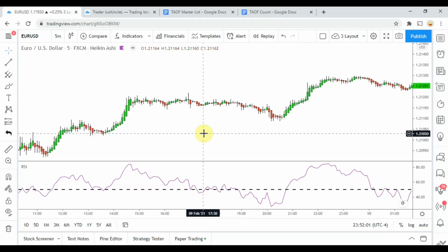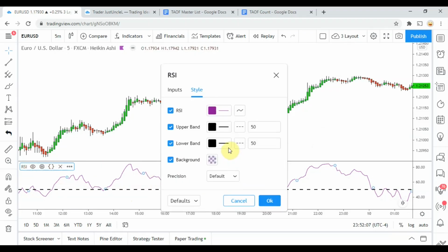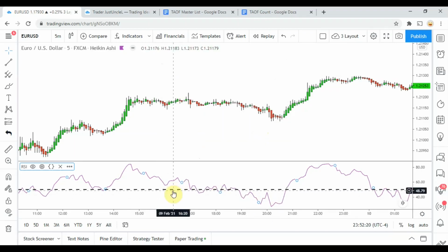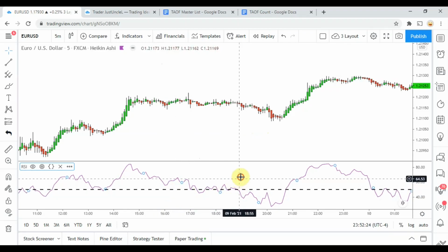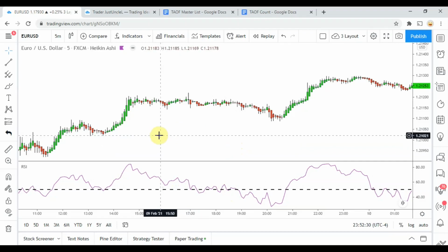And then what we have is the standard RSI down here at the bottom, but we have changed it to a zero line cross, I guess you could call it, even though it's set at 50. We have taken the upper band and the lower band and set them to 50, and I've just bumped up the value of the dashed line a little bit to make it a little bit more visible there. So what are we looking for?